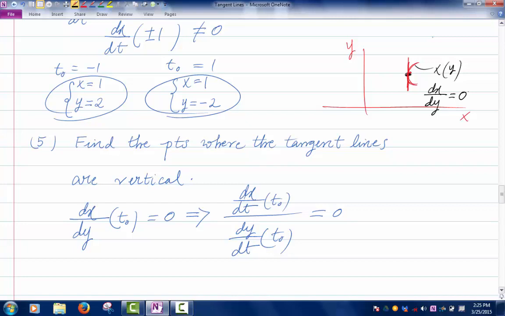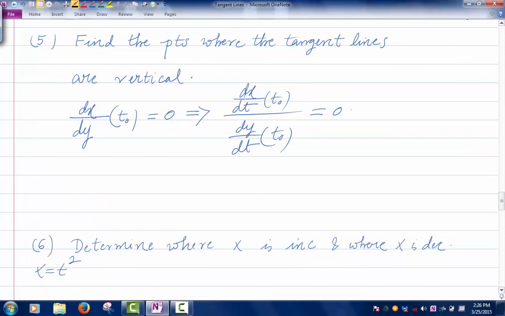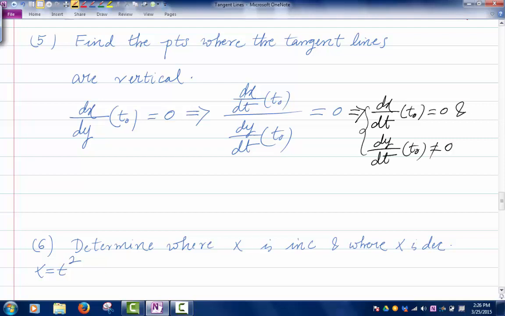And I want that quantity to be 0, right? So once again, when will this quantity be 0? This quantity would be 0 when dx/dt is 0 and dy/dt is not 0. Because if both of them are 0, then the ratio is undefined. It's not going to be 0, right?